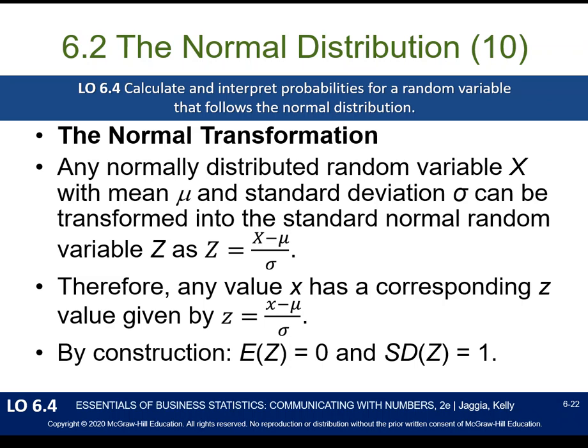By doing that, you're making the expected value of z, which remember the expected value is the mean, be 0, and you're making the standard deviation be 1, so that, again, you can apply all these standard normal distribution principles.